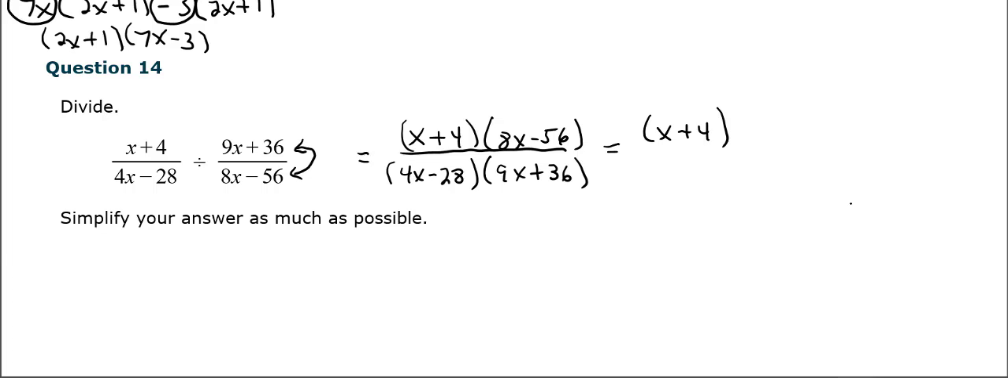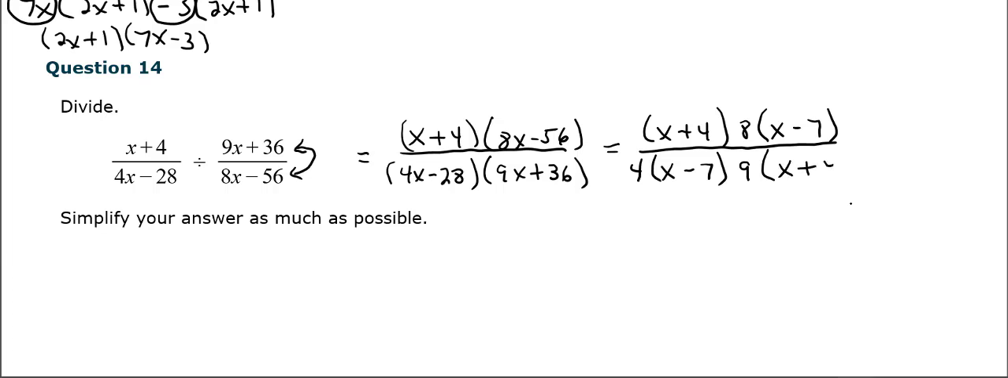And the 8x minus 56, the greatest common factor is 8. And so when I divide an 8 out, that leaves me 8 times the quantity x minus 7. Now in my denominator, I have 4x minus 28. The greatest common factor is 4. So when I divide 4 out, that gives me 4 times the quantity x minus 7. And then 9x plus 36 has a greatest common factor of 9. So when I divide 9 out of 9x plus 36, that leaves me 9 times the quantity x plus 4.